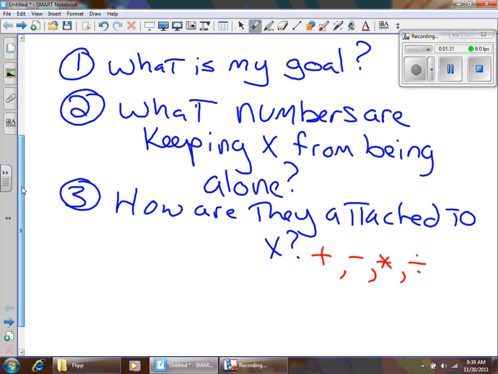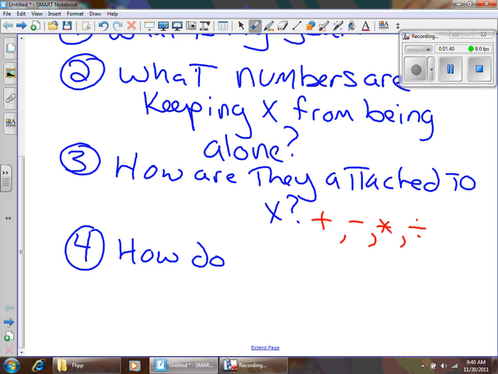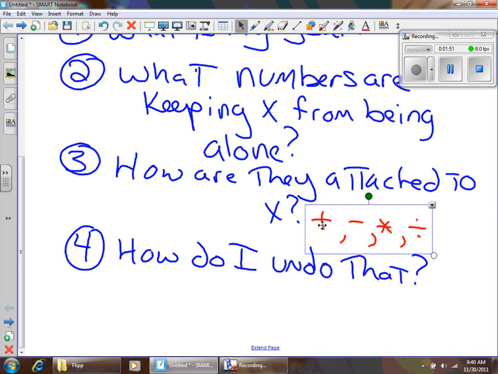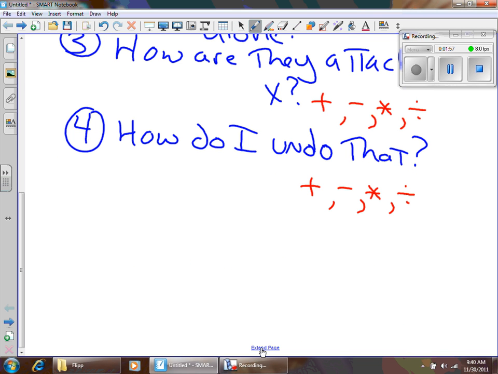Okay, and then question 4, back to blue. How do I undo that or those? All right, again, your answer has to be, you'll undo addition with subtraction. You'll undo subtraction with addition. You'll undo multiplication with division, and undo division with multiplication. The inverse operations, they are inverses of each other, meaning they undo each other.